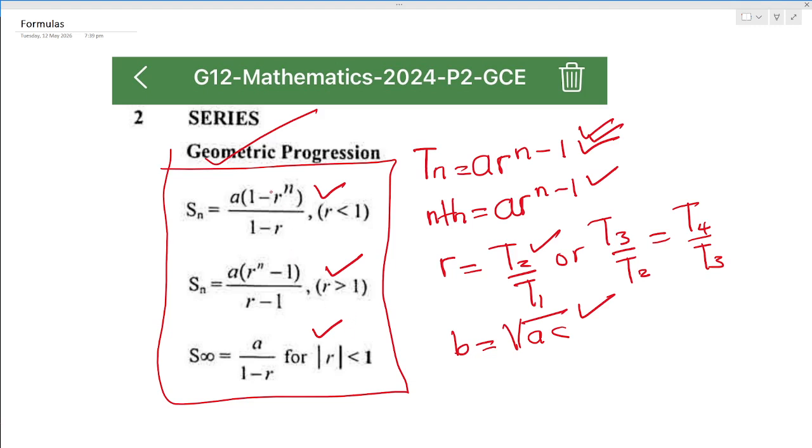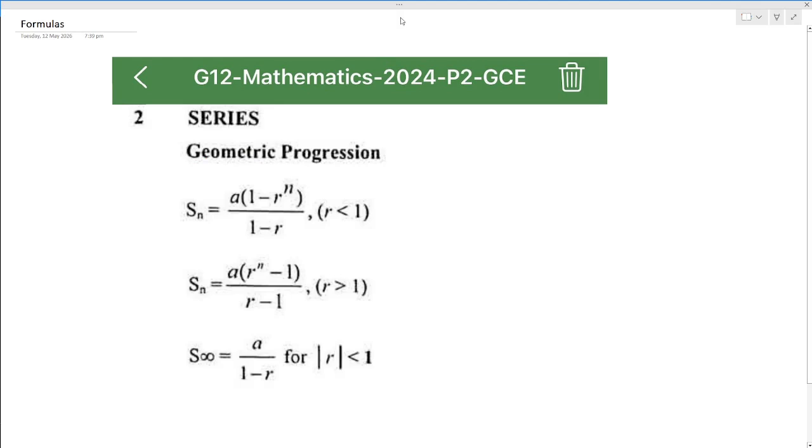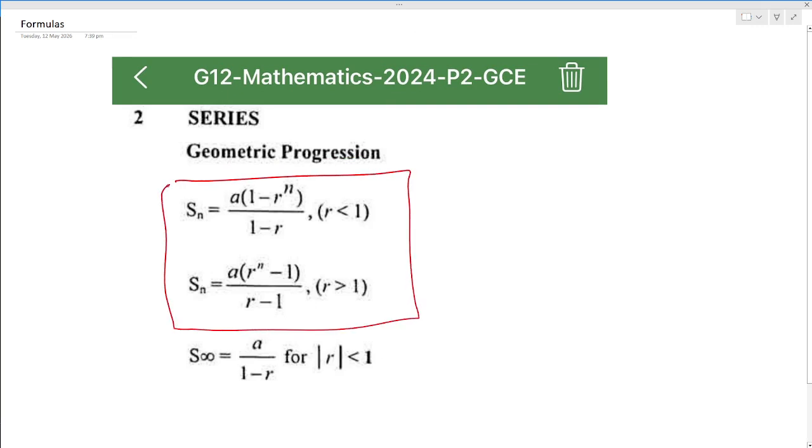Yeah, then when you get to the sum, as you can see, there are two formulas here for finding the sum of the geometric terms. So now, what is the difference? Okay, so these two are the formulas for finding the sum of the terms. Okay, let me just put them in a box. These two. Okay, so the first one, when do you get to use it?